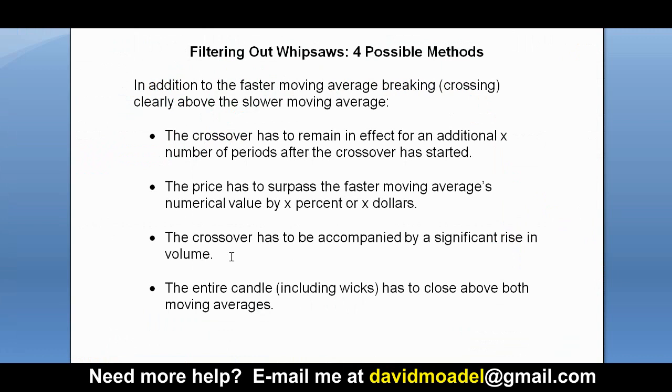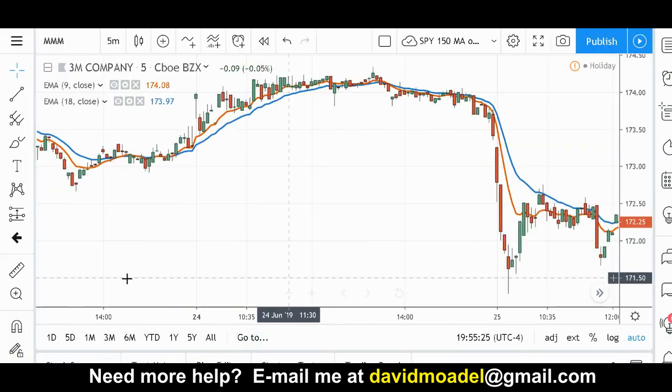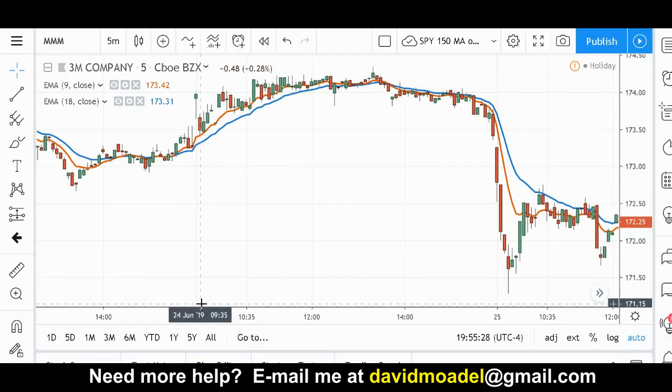Here's another possibility. The crossover has to be accompanied by a significant rise or increase in volume. And so you could put the volume bars below here. And only if you get a big, tall volume bar, much taller than the previous one, in addition to the clear break, the clear crossover in the moving averages, only then would you take the long side of the trade.